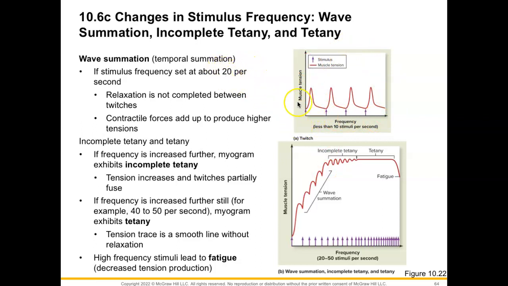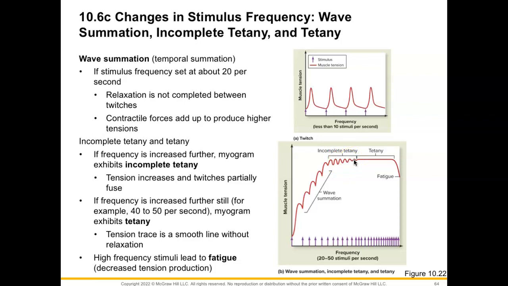Whereas in this graph over here, we are seeing less frequency, so less than 20 per second. And so that muscle is allowed to relax back to its resting state, and then another stimulus is given, and the same thing happens over and over again. Now, let's talk about incomplete tetany and tetany itself. If frequency is increased further, our myogram is going to exhibit what's called incomplete tetany. So this is when we have tension that is increased and twitches are happening partially. So they're just partially fused together here.